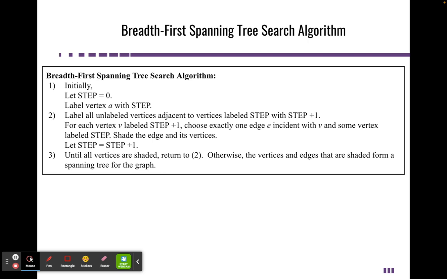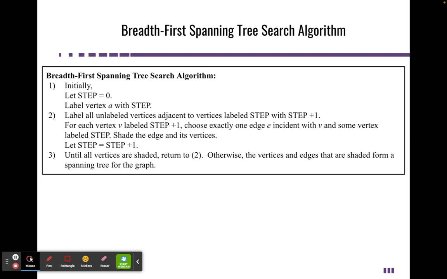Then after that, we'll label all unlabeled vertices adjacent to the vertices labeled step with step plus 1. And then for each step, for each vertex V labeled step plus 1, you'll choose exactly one edge E that's incident with V and some vertex labeled step. And you'll shade that edge and its vertices and let step equal step plus 1.